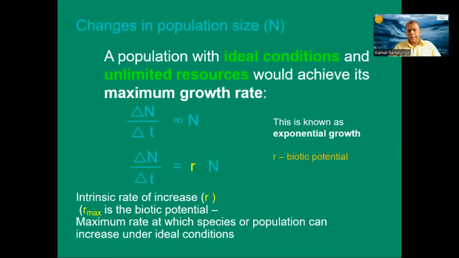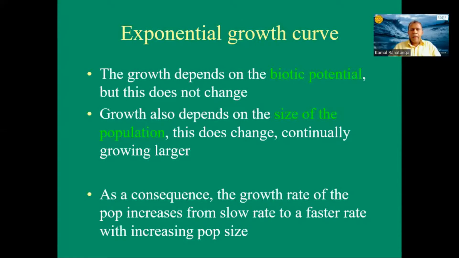Now we know that the population size change depends very much on the initial population size, plus there is another factor, not really a factor, something that affects it, that is called the R, the biotic potential, the natural potential of that population to grow, right? And this kind of growth is something unique. And this growth depends on these parameters, the biotic potential and the size of the population.